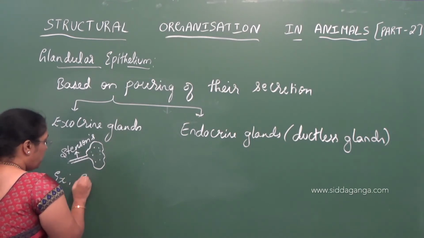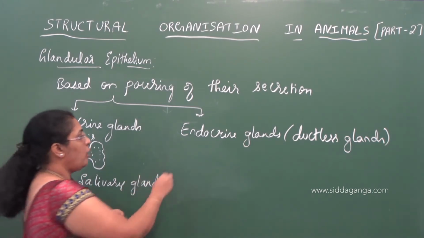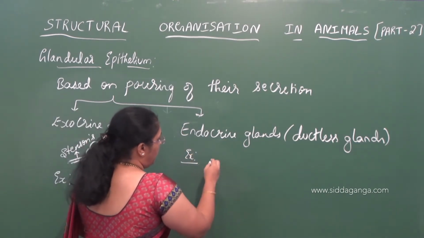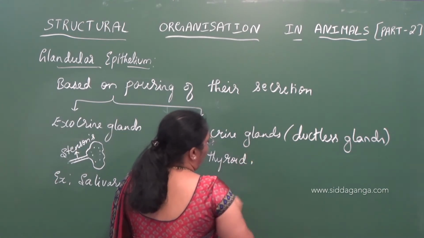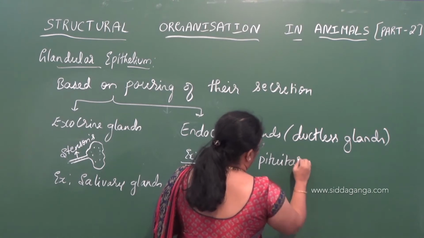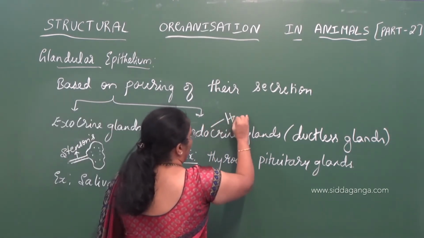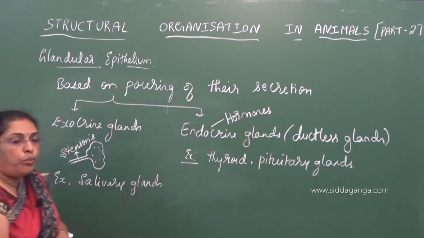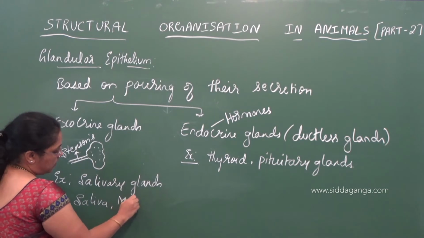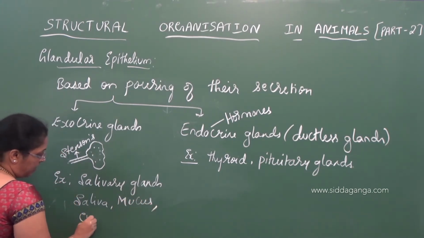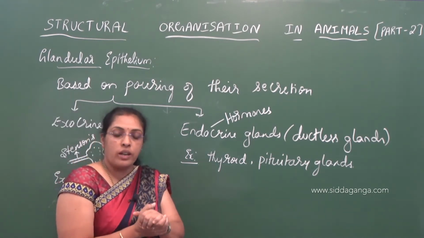Examples for exocrine gland: we have salivary glands. And for endocrine glands: pituitary gland, thyroid gland, they all come under endocrine glands. Usually endocrine glands secrete hormones, whereas exocrine glands secrete saliva, mucus, enzymes, etc. Understood? That's the difference between exocrine gland and endocrine gland.